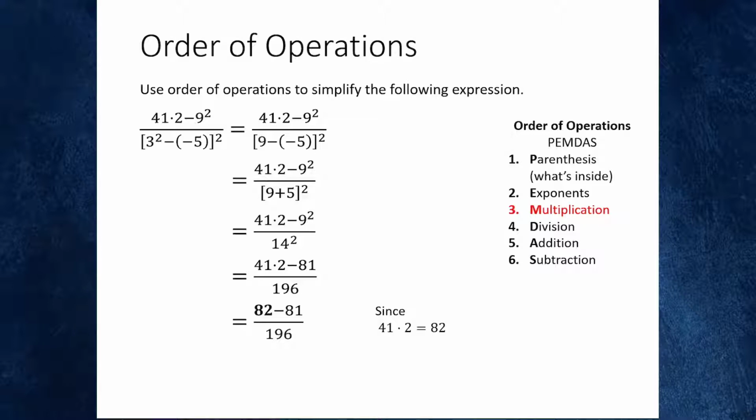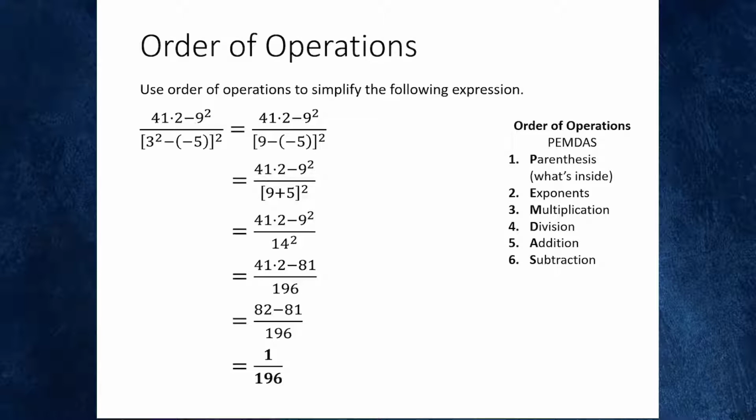Now notice that there's not any immediate division or addition that we have to do. The only thing left really is subtraction. So we have to subtract the two numbers on top. 82 minus 81 gets a 1. It looks like 1 over 196. And that's all we have left to do. The last answer here would be 1 over 196.